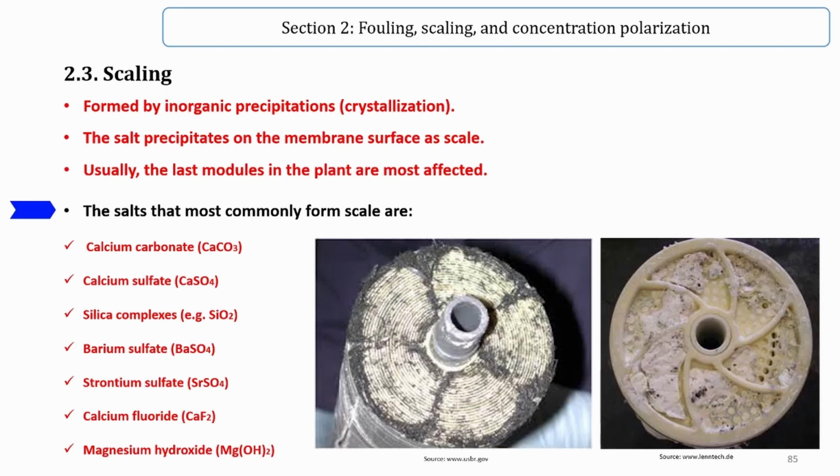In this slide, the salts that most commonly form scale on the membrane are presented. Calcium carbonate, which can exist in the form of calcium and bicarbonate ions in industrial water, brackish water, and seawater, is the most common type of alkaline-based scalant in reverse osmosis membranes. Other types are calcium sulfate, silica complexes, barium sulfate, strontium sulfate, calcium fluoride, and magnesium hydroxide.